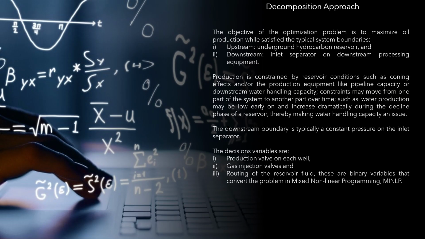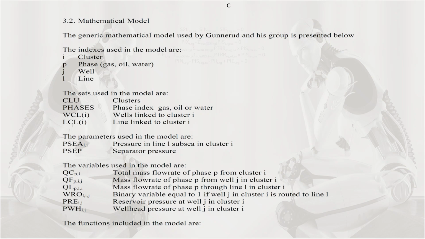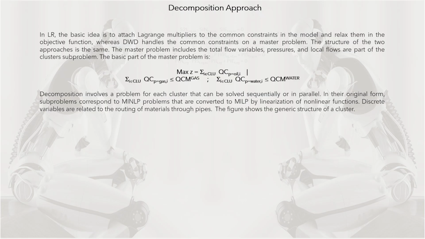The decision variables are production valve on each well, gas injection valves, and routing of the reservoir fluid. These are binary variables that convert the problem into a mixed integer nonlinear programming problem, MINLP. In the reference chapter, you will find the complete formulation of the case, Troll West Oil Rim. In LR, the basic idea is to attach Lagrange multipliers to the common constraints in the model and relax them in the objective function, whereas DWD handles the common constraints in a master problem.